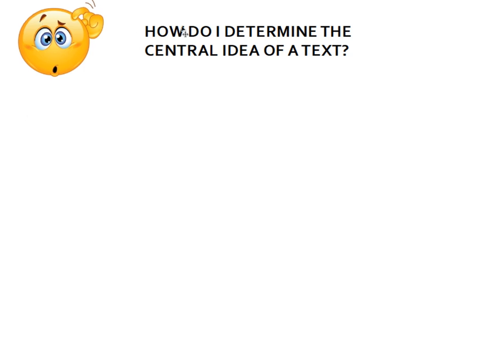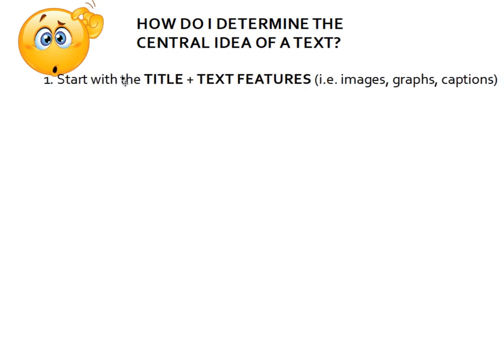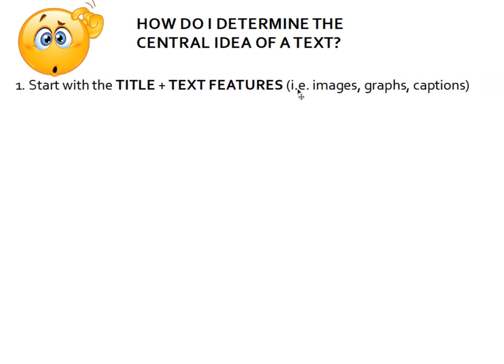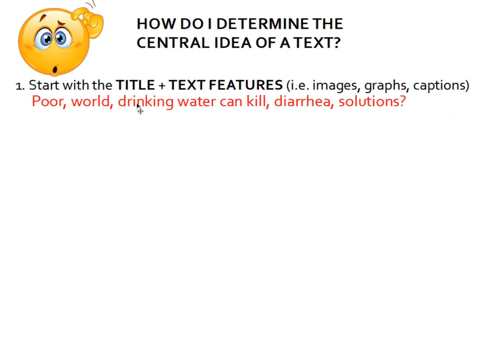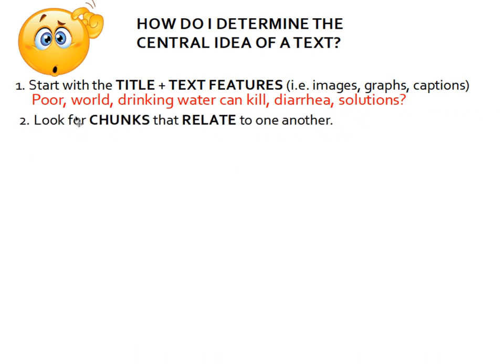Let's look at some examples. So first, before we even do anything, we're going to remember how to determine the central idea of a text. So we're going to start with the title and the text features, like images, graphs, and captions. So when I looked at the article, this is what I came up with: poor, world, drinking water can kill you, diarrhea, and solutions. And I have a question mark around solutions, and we'll come back to that in a minute.